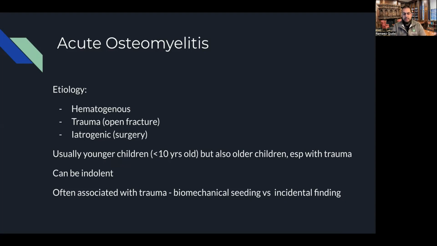In the case vignette earlier, we presented a patient who had a fall, because a lot of children have falls, a lot of children have trauma. And so even if you're presented with a child who has trauma and pain, it doesn't always mean that this is a fracture or a traumatic injury. One must always keep in mind that the trauma might just be incidental. In fact, the pain may be from an osteomyelitis. The patient happens to just have a fall, and that's why they're coming in.